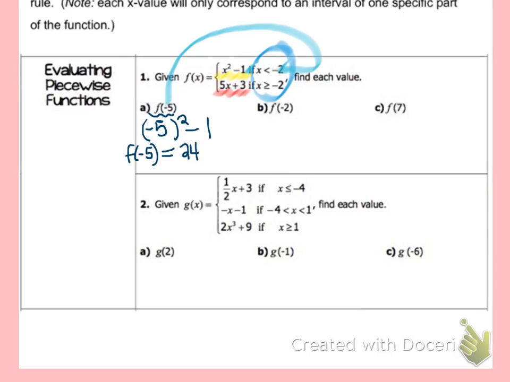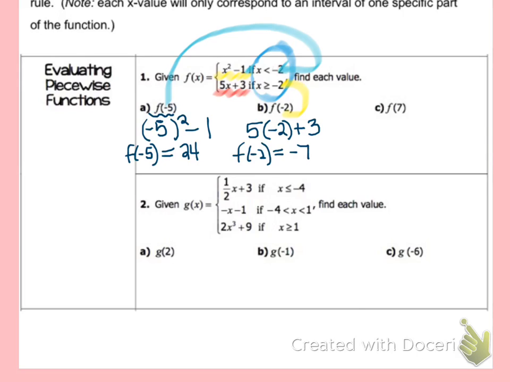Now if I wanted to find f of -2, this time -2 is right on the boundary between these two. So it's a little bit tricky which one you use, and you have to look at, is -2 less than -2, or is it greater than or equal to -2? Of course it's equal to -2, so I would have to use the second piece of the function, and I'm going to substitute -2 in for x in that second piece and find the value. So f of -2 would be 5 times -2, which is -10, plus 3, and that's -7.